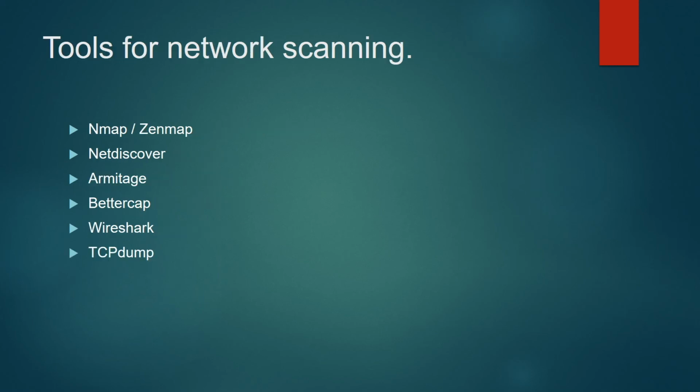So the main tools I use for scanning are actually Nmap and Zenmap for graphical, NetDiscover, Armitage, BetterCap, Wireshark, and TCPdump. So the cool thing about Nmap and Zenmap is that it's quite a complex tool. It's hard to use, it's hard to learn, but it can do really amazing stuff. It can firstly check for all the open ports on all the machines. It can scan the whole subnets, the whole networks.